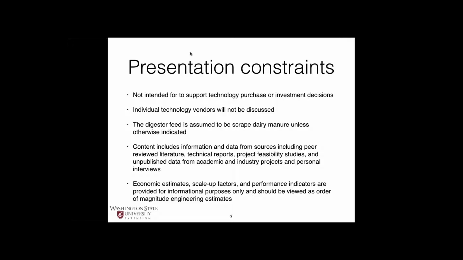And then really we've pulled from a wide range of sources to put this together. So peer-reviewed literature, technical reports, and then various unpublished data, industry projects, personal interviews, and we've noted different areas where we've used those. And then finally, we just want to remind everyone that when we're looking at extension fact sheets and documents, and this particular presentation, we're looking at economic estimates, and so some of these are made as order of magnitude estimates, and we want to keep that in mind.